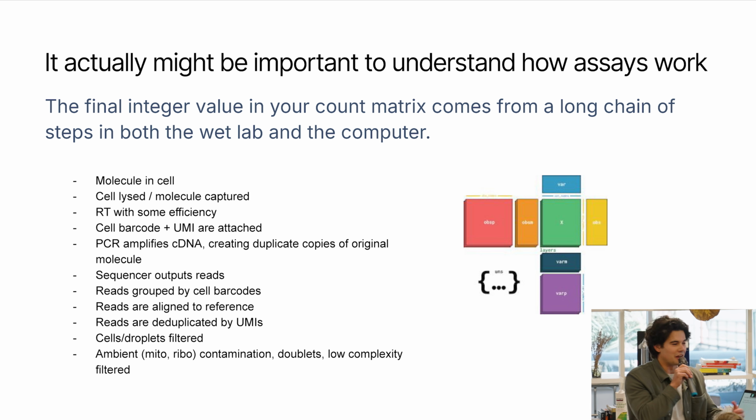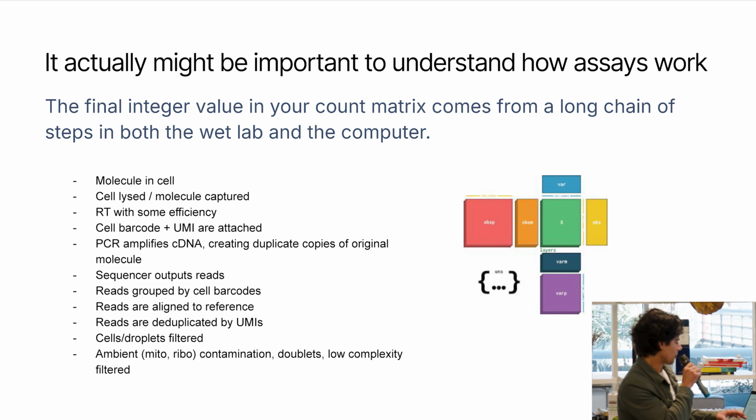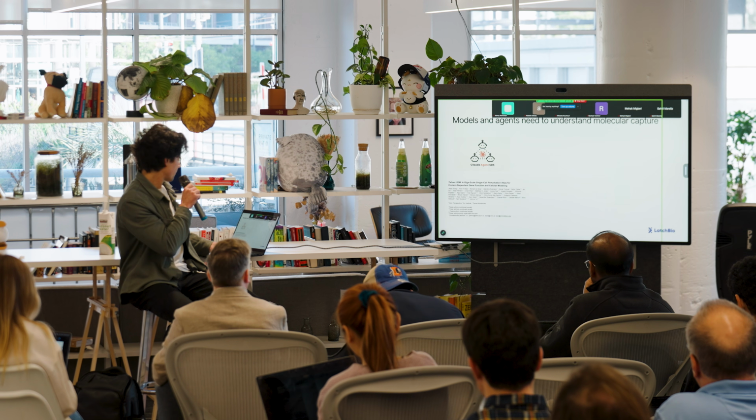I come to you with the claim that it might actually be important to understand how assays work when doing machine learning. The final integer value in your count matrix comes from a long chain of steps, both in the wet lab and on the computer. You have a molecule in the cell, you do reverse transcription, you do PCR amplification, the sequencer outputs reads, you group the reads by barcodes, and so on and so forth. You end up with this object that is becoming more or less the primitive in modern AI/ML, but the steps and information behind how that object was constructed is becoming increasingly important when you make modeling assumptions.